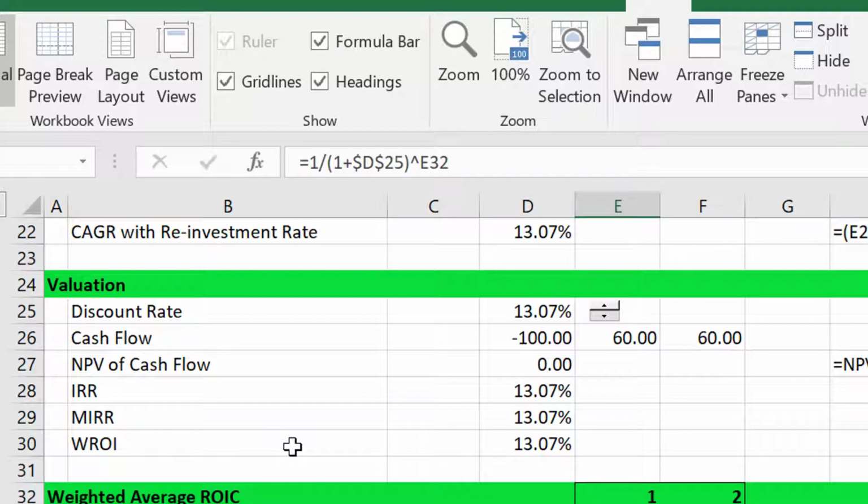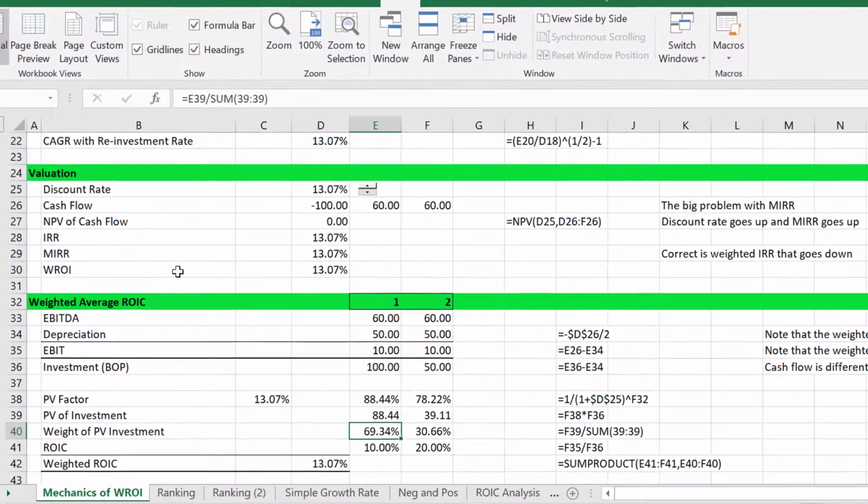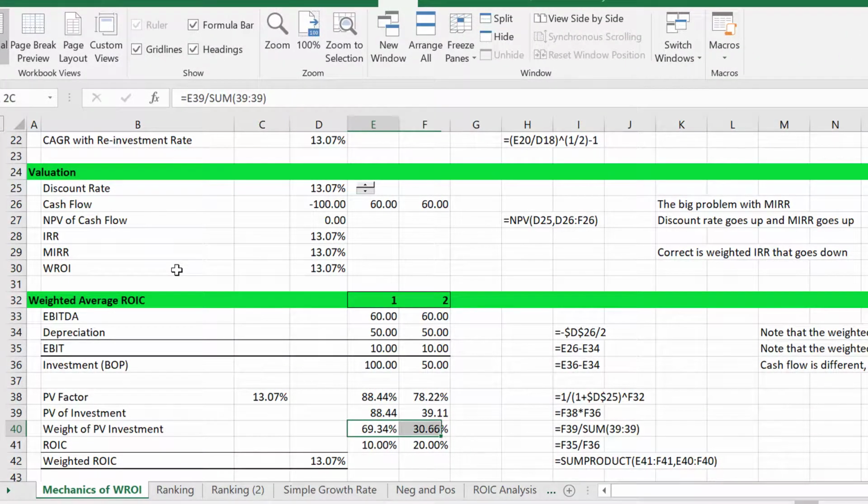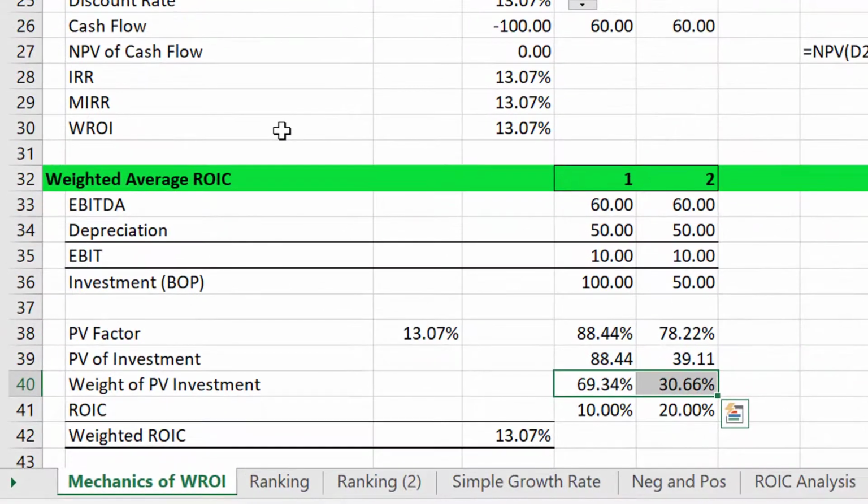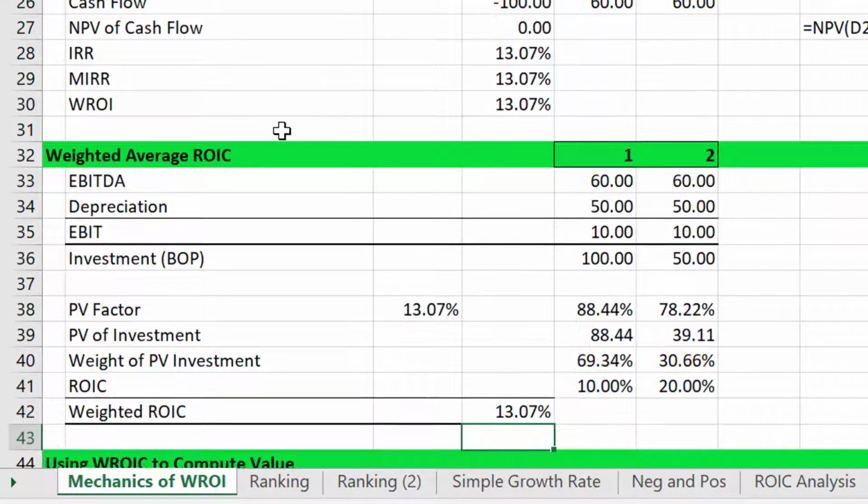But so does, in this case, where am I? Okay, I'm here. Here's the PV factor for the 2 years. Here's the weighting of the investment after we account for both the investment value and the PV factor, and then we get the ROIC, which goes up over time. So our weighted average ROIC is there.